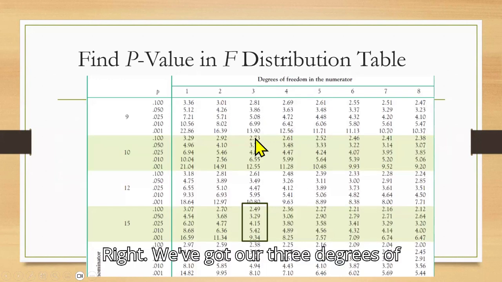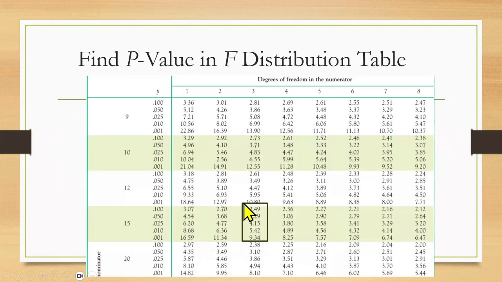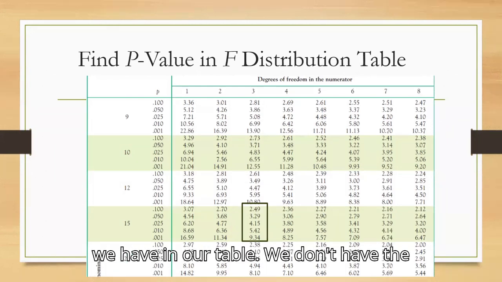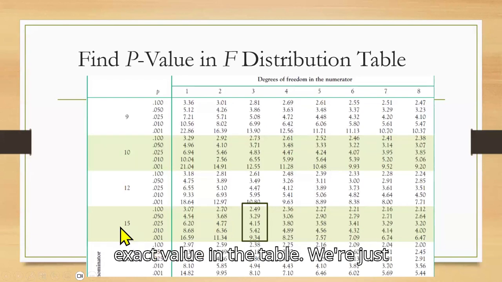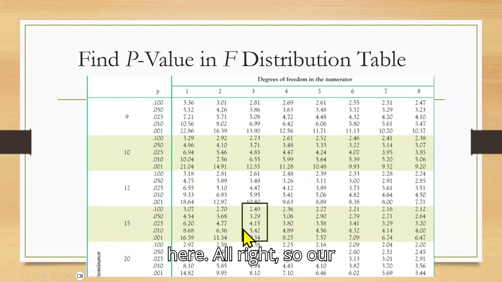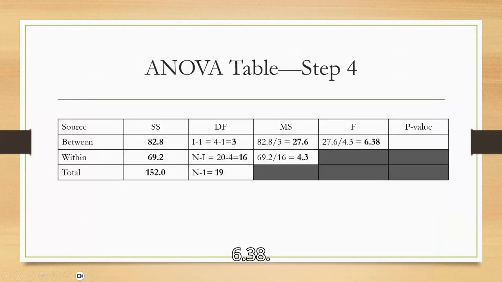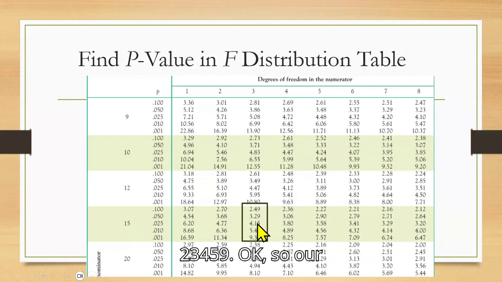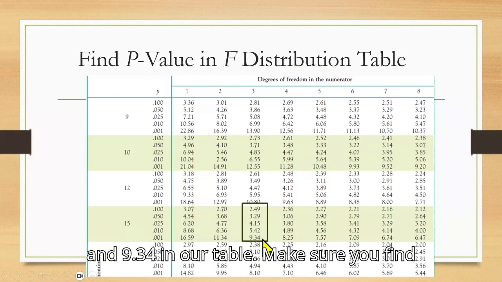We've got our 3 degrees of freedom in the numerator, and I've got a black box here around it. Now we have 15 degrees of freedom in the denominator. That is the closest value we have in our table. We don't have the exact value in the table, so we're just going to have to use the closest one here. Our value of F was 6.38, and we want to find where it is among these numbers. Our value of F is in between 5.42 and 9.34 in our table.